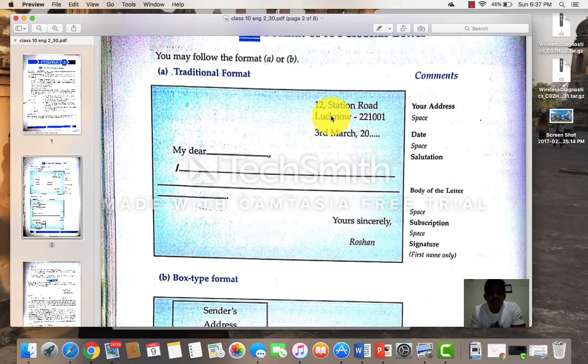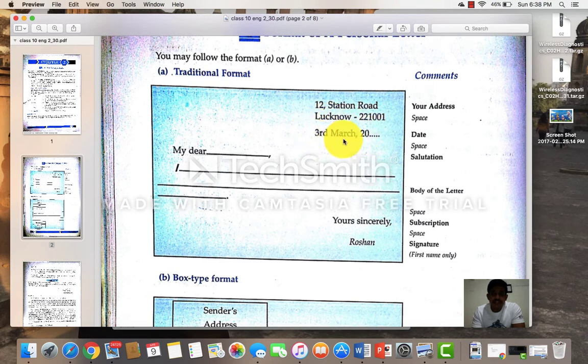These are definitely required, but the caution that you have to take here is you will have to be very careful that you will not write your name. After writing the address, you will have to leave a space of one line and then write the date.